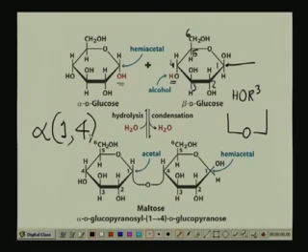It is linking what? This is the actual nomenclature, where you have alpha D glucopyranosyl 1,4-D glucopyranose. What has it now formed? It has formed an acetal.